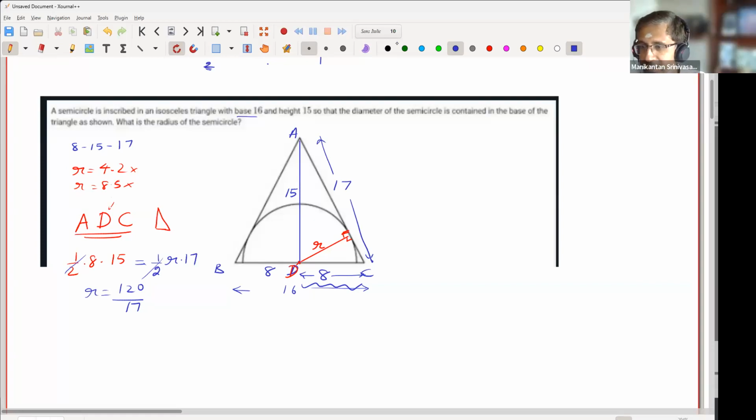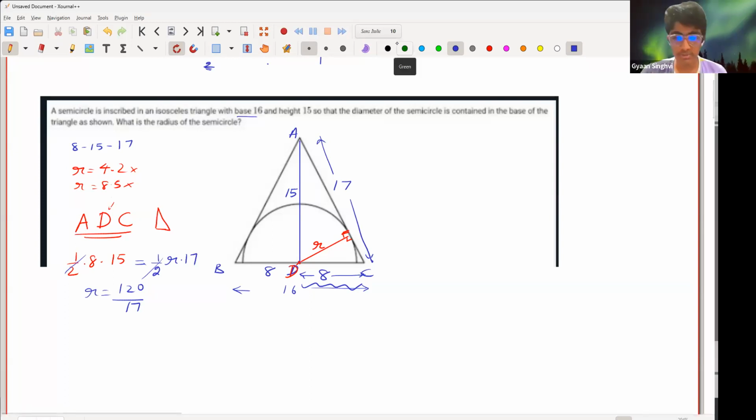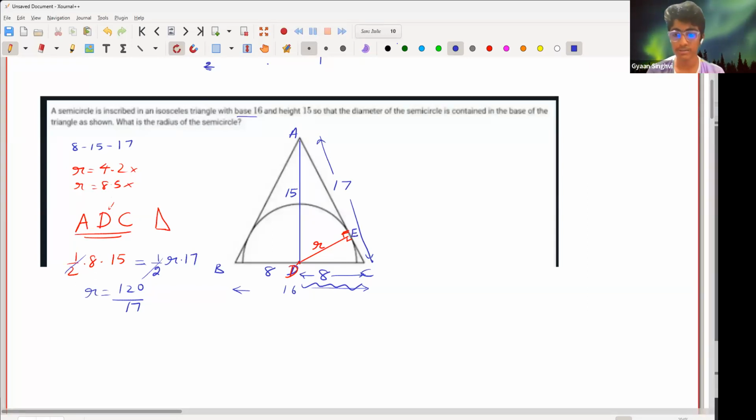Yes, sir. Yes, go ahead. So if you take BC as the base and then you find the area, you get half into 8 into 15, which is 60. But if you flip the triangle and you take AC as the base, then R will be the height. So you get half into R into 17. And then when you cancel everything out and you equate, you get 120 upon 17.